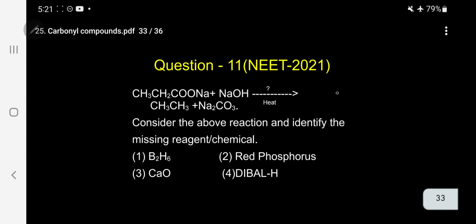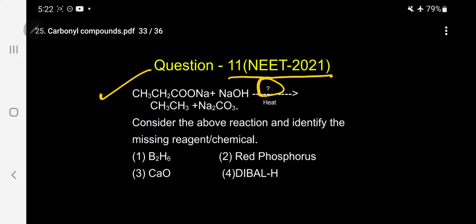Question number 11. Please follow. This was the question asked in 2021, last year. The compound is sodium propionate plus sodium hydroxide. Again, a question mark is given, which you have to identify. Heat produces correspondingly ethane and sodium carbonate. Consider the above reaction and identify the missing reagent. What is the name of the chemical?